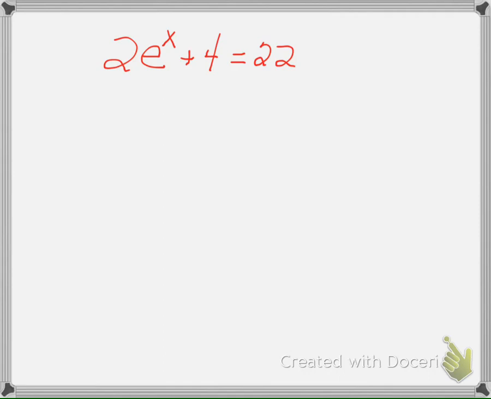What needs to go first? What has to happen? Subtract that 4. You're right. 2e to the x is equal to 18. What has to happen now? Divide by 2. e to the x is equal to 9. All right. Now that e to the x is by itself.